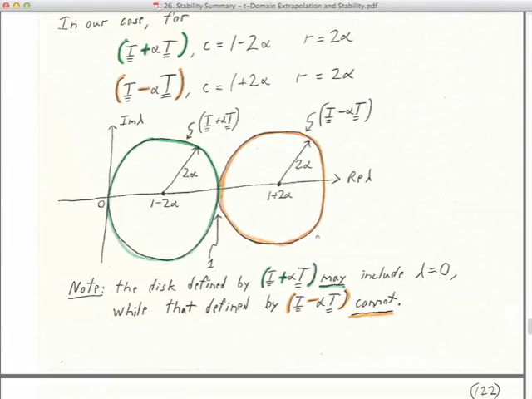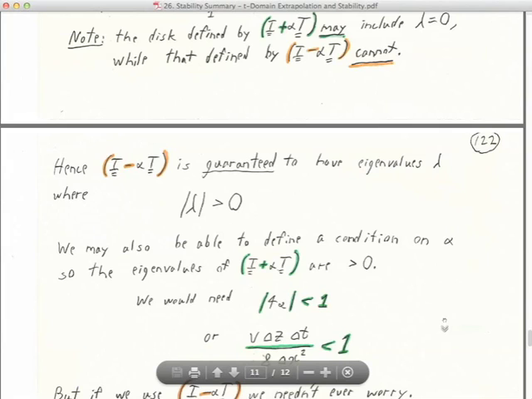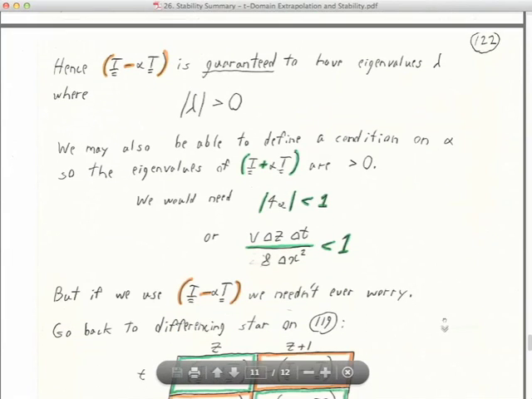The brown disk never gets past 1. It never gets anywhere near 0. So the brown one, the I minus alpha t, cannot contain any zero eigenvalues. It's guaranteed to have all eigenvalues lambda with magnitude of lambda greater than zero. Now we could probably define a condition on alpha so that the eigenvalues of I plus alpha t are greater than zero. We would need the magnitude of 4 alpha to be less than 1.